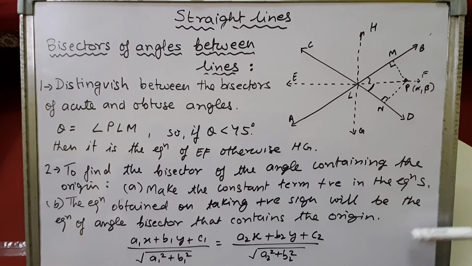Second, when we substitute in the equation of the angle bisector, we'll take the positive sign, because the equation containing the positive sign will be the equation of the angle bisector which contains the origin. We'll not take the negative sign here, though the plus minus sign comes here. So we'll take the positive sign. Please note.